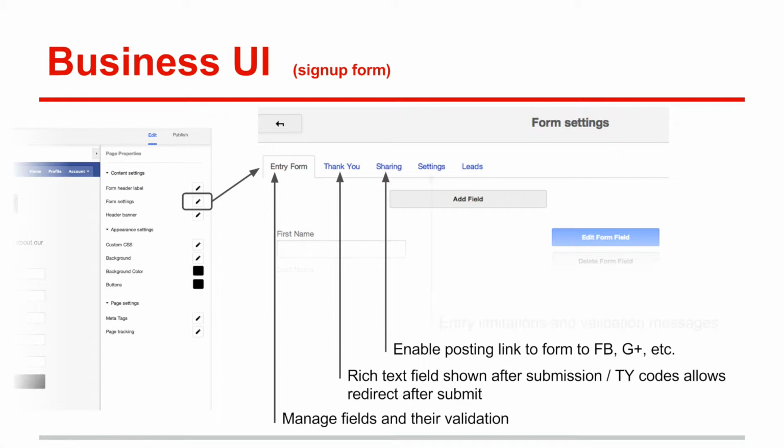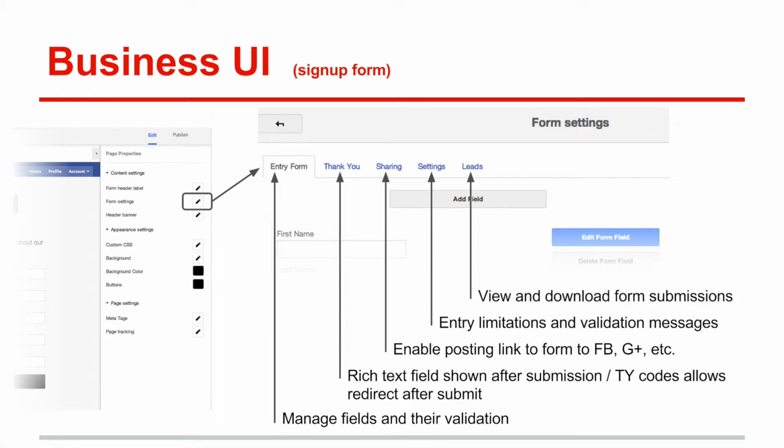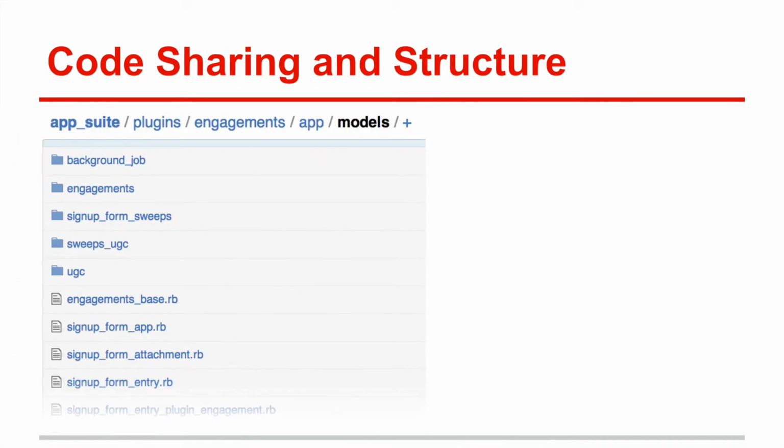Now we get to the Settings tab, because clearly none of the other tabs change any settings. This one adds limitations on entry submittal. For example, some forms might let users submit the forms more than once. It also lets users change the default validation messages. Last but not least, the Leads tab lets business users view entries or download a CSV with all of the consumer's submitted information.